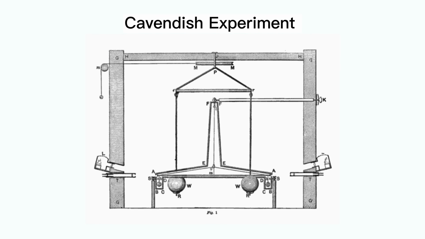The value of G was not determined until more than a century later, in the late 18th century, when Henry Cavendish conducted an experiment to measure the force of gravity between two masses. Cavendish's experiment involved suspending two lead spheres on a delicate torsion balance and measuring the slight twist in the suspension wire due to the gravitational attraction between the two spheres.